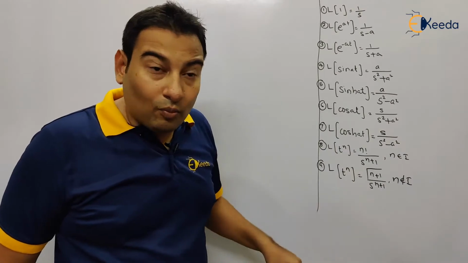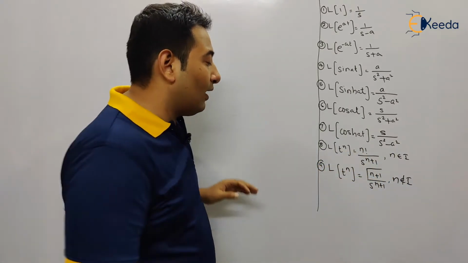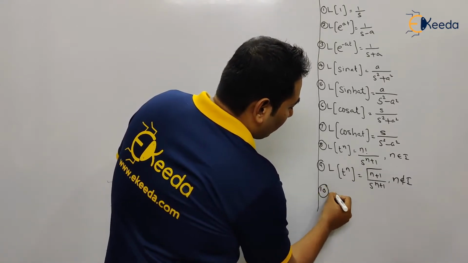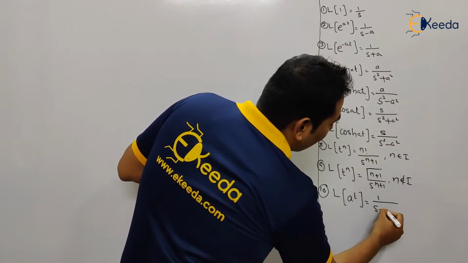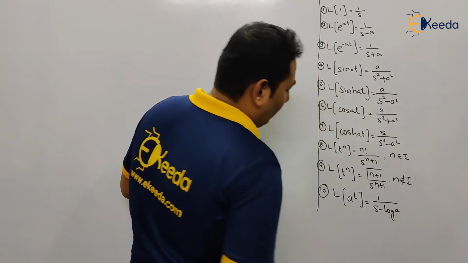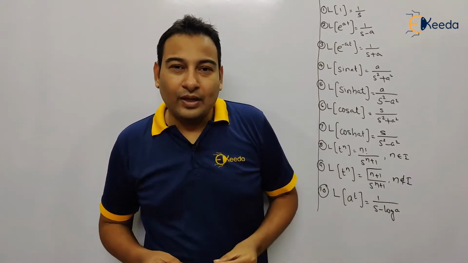So here there are two formulas. If n is an integer, this is the formula. If n is not an integer, this is the formula. And finally, Laplace of a raised to t is equal to 1 upon s minus log a. So these are the 10 formulas that will be required throughout the chapter.